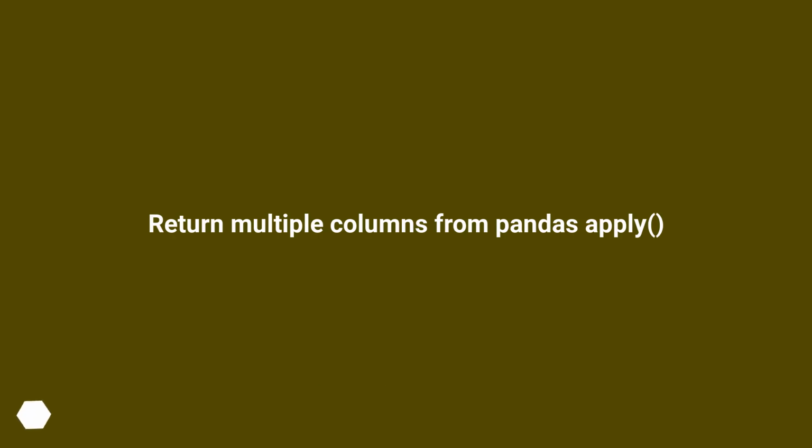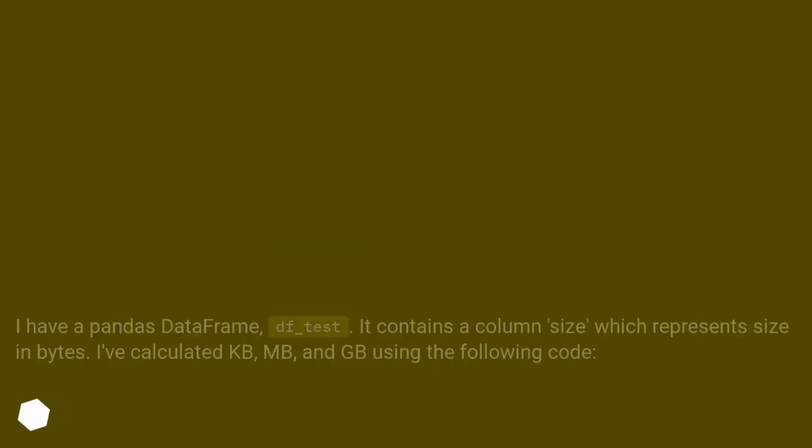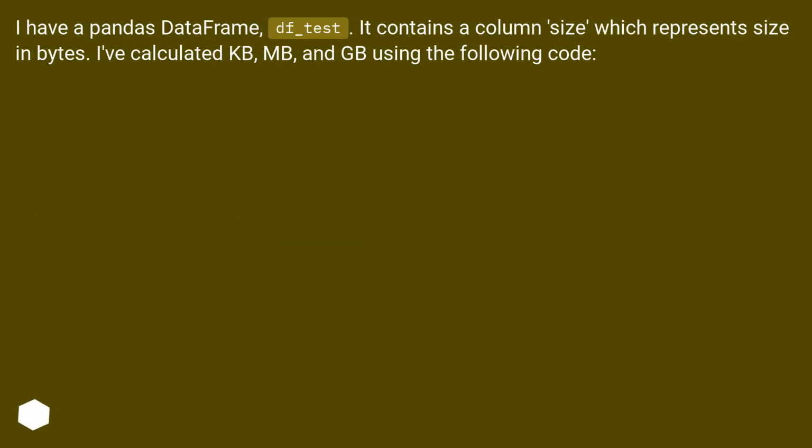Return multiple columns from pandas apply. I have a pandas data frame, df_test. It contains a column size which represents size in bytes. I've calculated KB, MB, and GB using the following code.